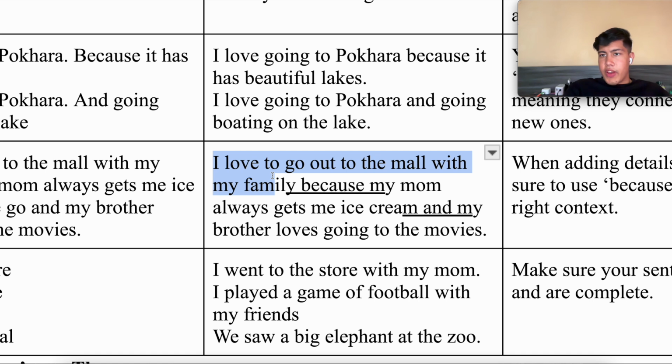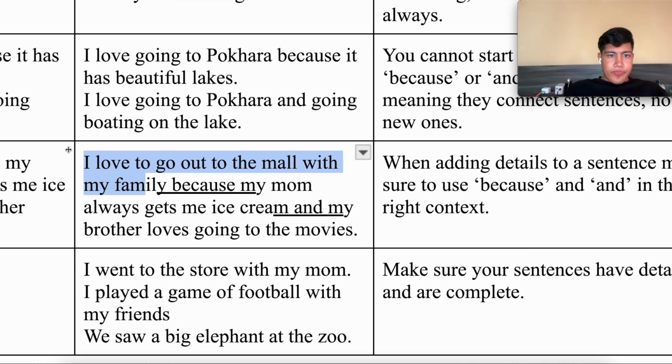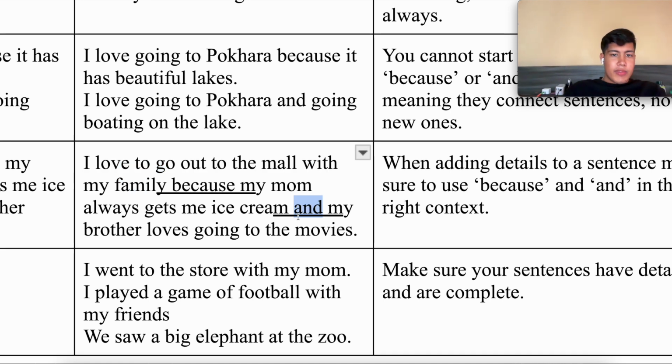You're going to the mall with your family, your brother's part of your family, your brother goes to the movies at the mall. You go to do other things, but they're still related. So that's why you can use "and." I know that's a little complicated, but as long as you understand why you can use "and" here, that's all that matters.